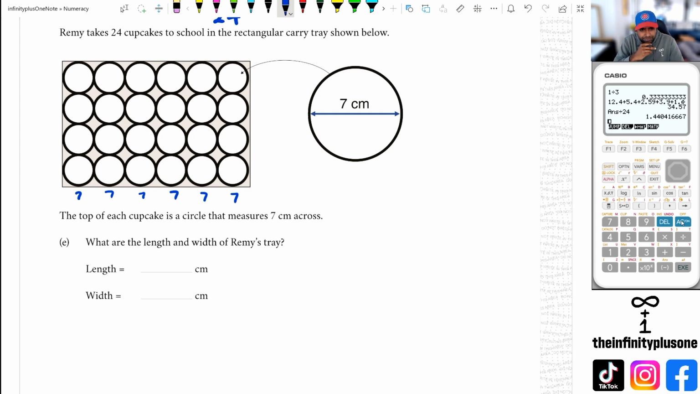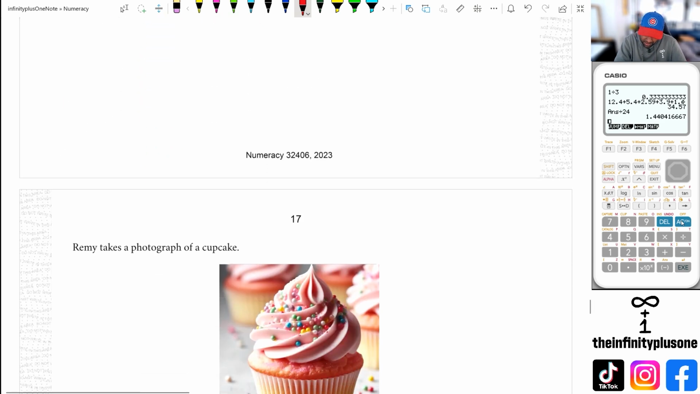So we've got 1, 2, 3, 4, 5, 6, 7. So that, no, we got 6 sevens, which is 42. Then we've got 7, 7, 7, 7. That's equal to 28 centimeters. So we should have 42 and 28. And I don't think the order matters, people, because it's a rectangle. Length and width is the same thing as saying width and length. So it wouldn't matter as long as you have the numbers correct.